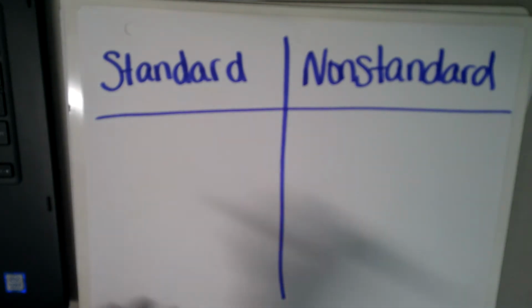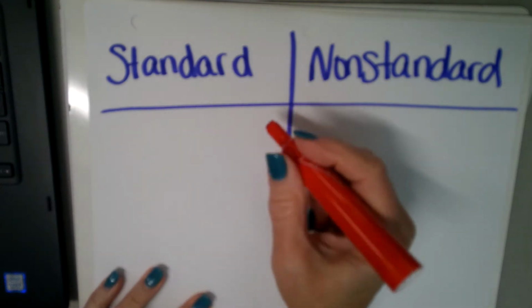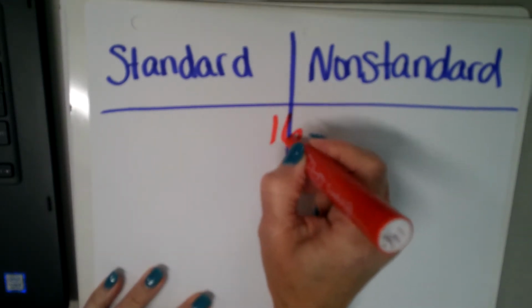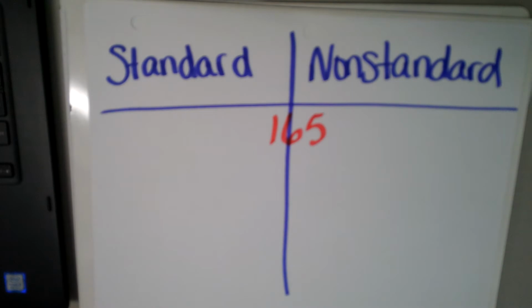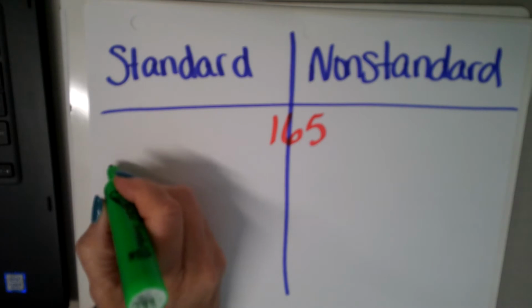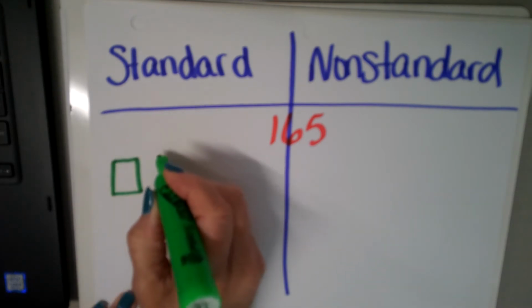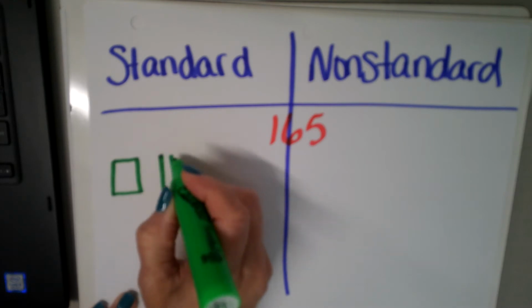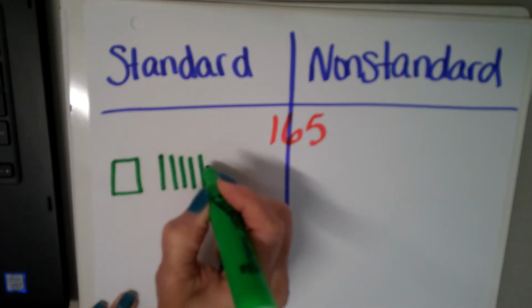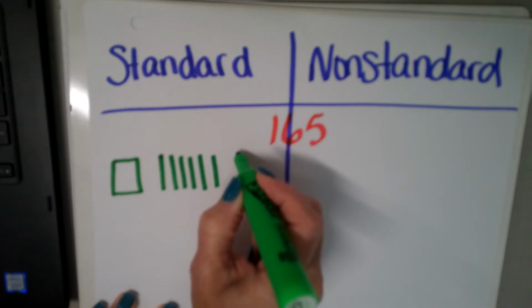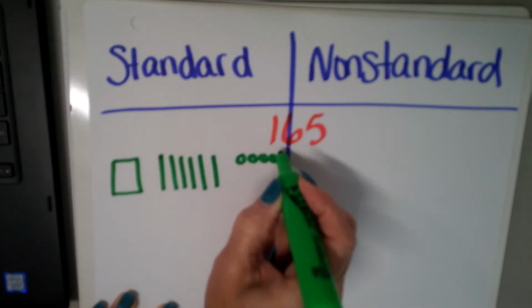Okay, so let's think about the number. I'm going to write a number in here. Let's write 165. That's going to be my number for practice. If I'm going to write that number in standard form, I could draw it as 1 hundred, 6 tens, 1, 2, 3, 4, 5, 6, and 5 ones. 1, 2, 3, 4, 5.